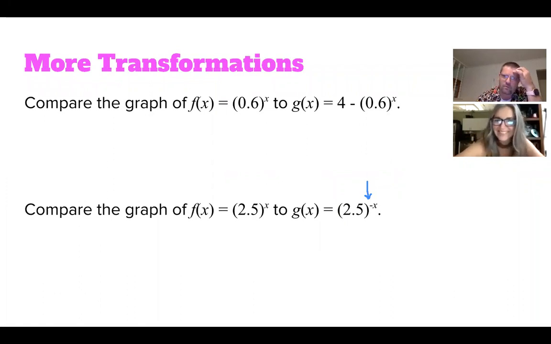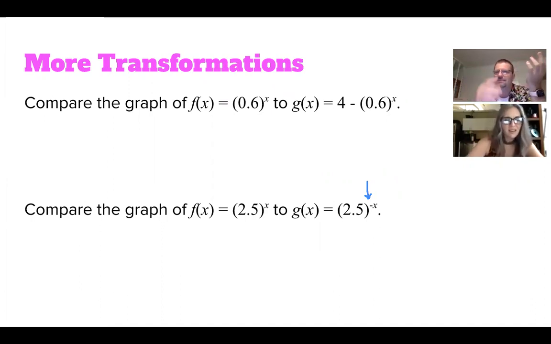So when we had a negative out front, we flipped it vertically. You're saying this flips horizontally? I'm saying this flips horizontally. What do you not understand about if you like it, then you should have put a ring on it? Well, what causes that? Why does it flip horizontally?